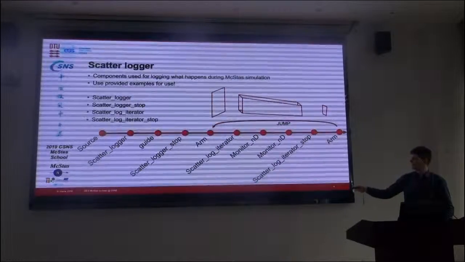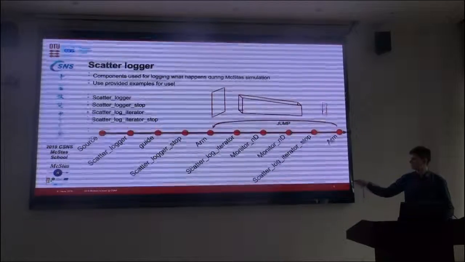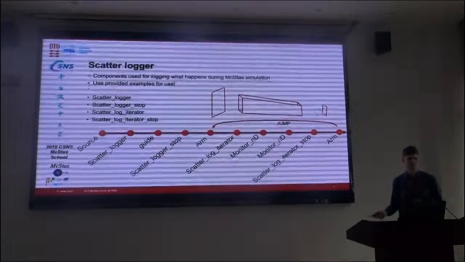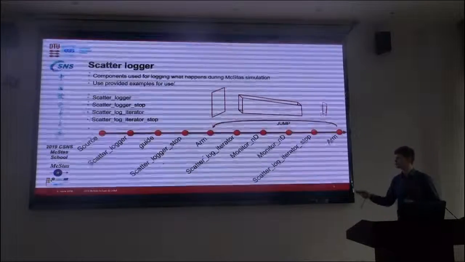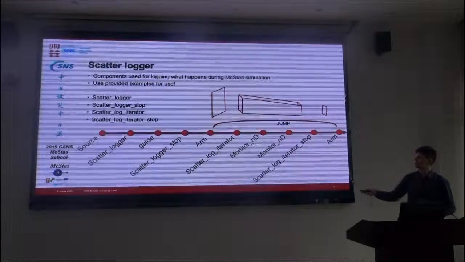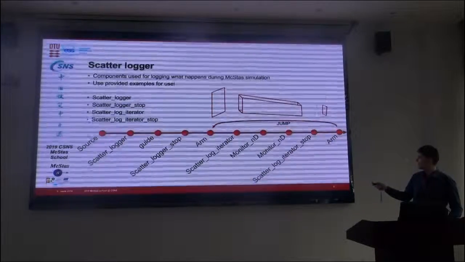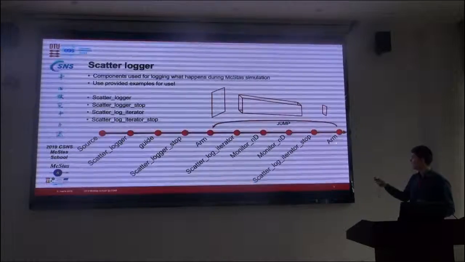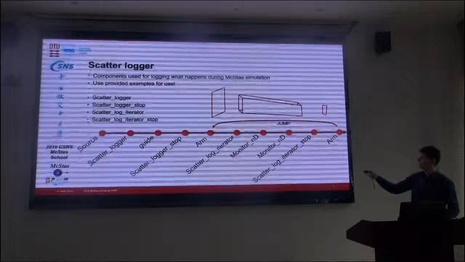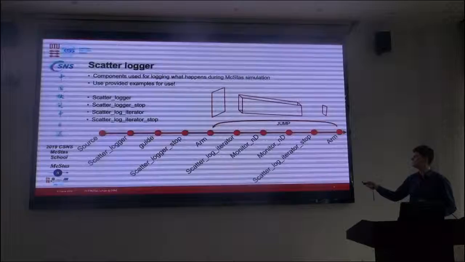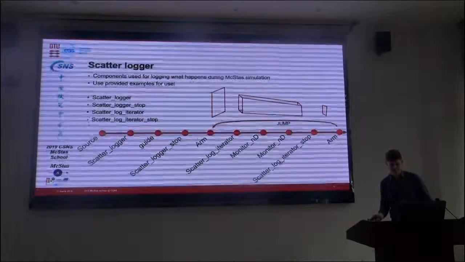Then we need to place an arm, and then this scatter log iterator. After that one, we can place as many of these monitor NDs, set up in a special way, to record information on every scattering event that happened in the guide. And then we need to tell it to stop, and have a last arm that will jump back to the first arm. In case there are many scatterings in the guide, each of them can be added to the monitor.